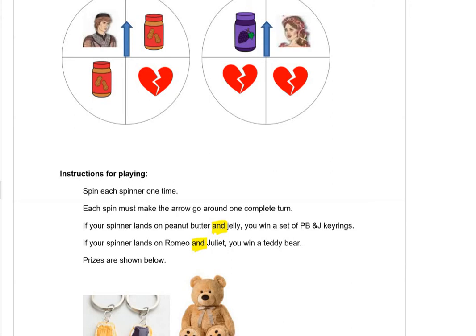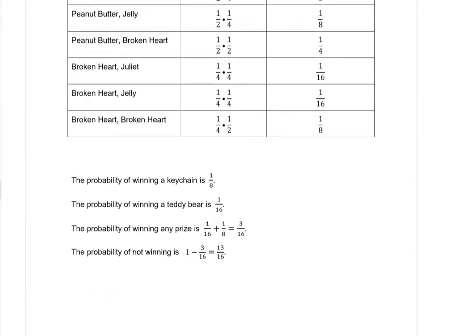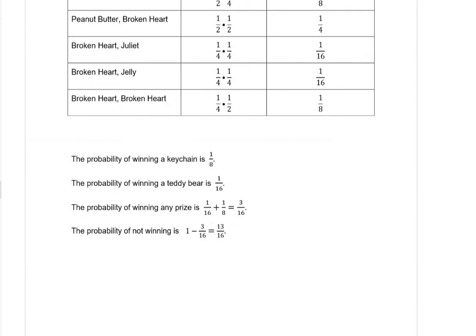Notice that there are 2 different prizes, and I've got pictures of both of those prizes. And the prizes are going to have different probabilities. My probability distribution table shows all of the possible outcomes from spinning those 2 spinners. It shows the probabilities and how I calculated those probabilities. And then I have the probability of winning the keychain, the probability of winning a teddy bear, the probability of winning any prize, and then the probability of not winning.